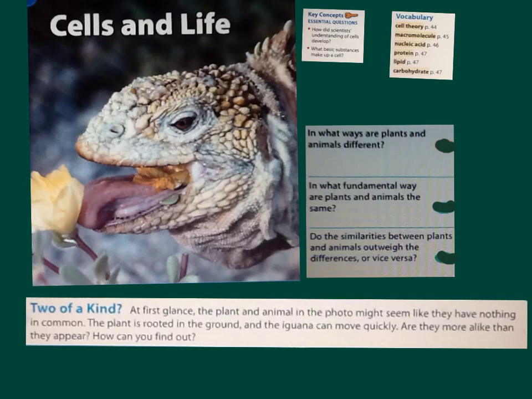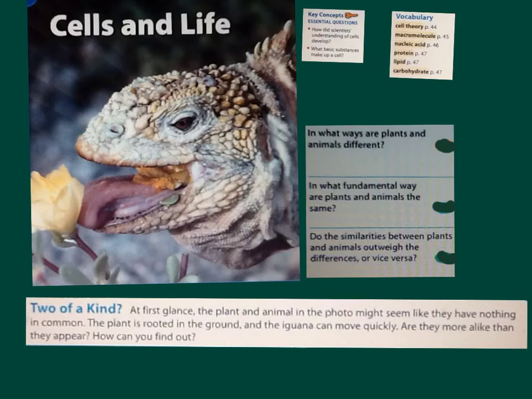Two of a kind. At first glance, the plant and animal in the photo might seem like they have nothing in common whatsoever. And when you do look at the picture, you think we're talking two separate things. The plant is rooted in the ground and the iguana can move quickly around wherever it would like to go. But the questions that I have for you are the same as the ones that are listed there. Are they more alike than they appear? And how can you find this out?